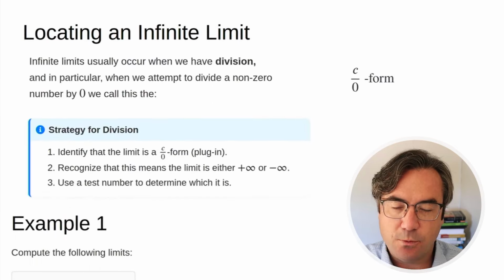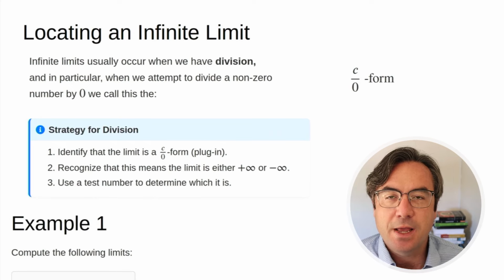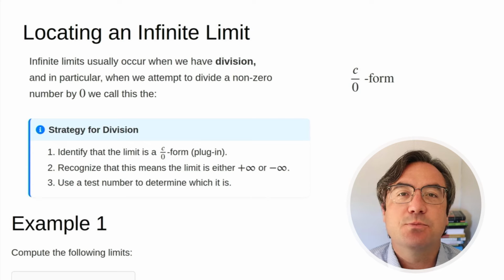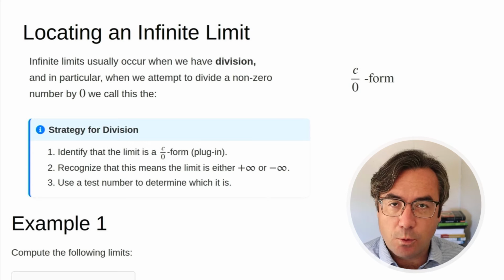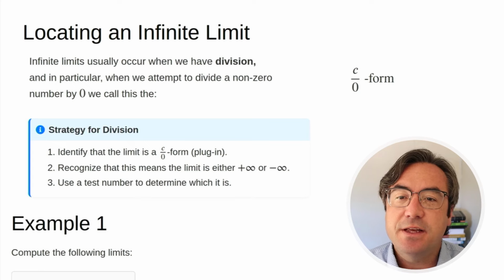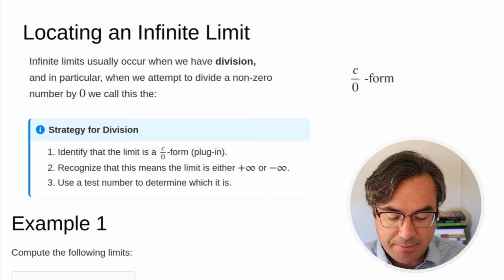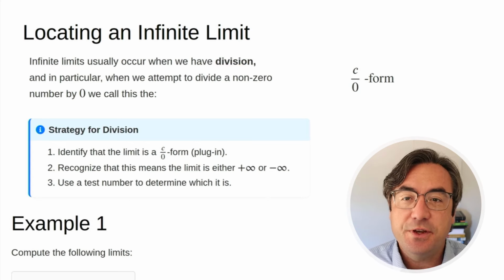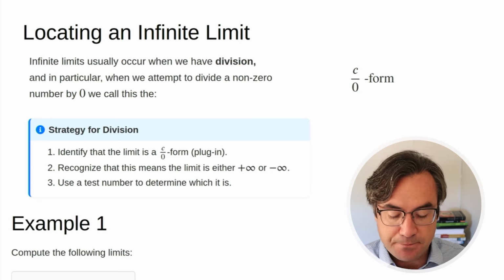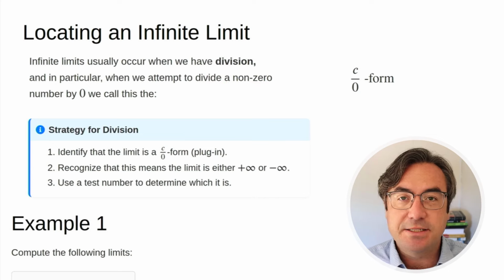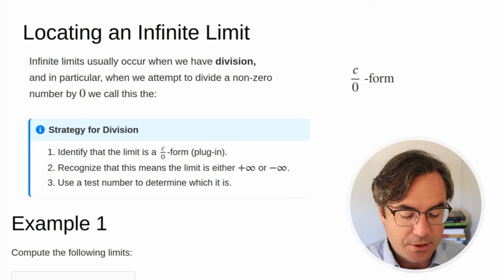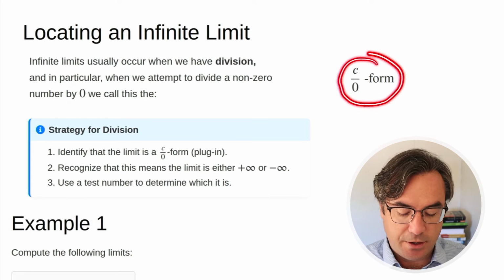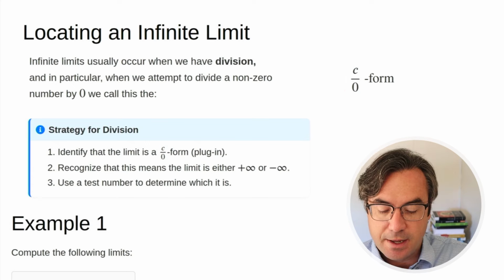So how do we locate where an infinite limit is? And this is kind of taking us more to the algebraic side of things. Usually what we're going to see is these infinite limits most of the time happen when there's division, and specifically when we're trying to divide a non-zero number by 0. So we have what we're calling this C over 0 form.